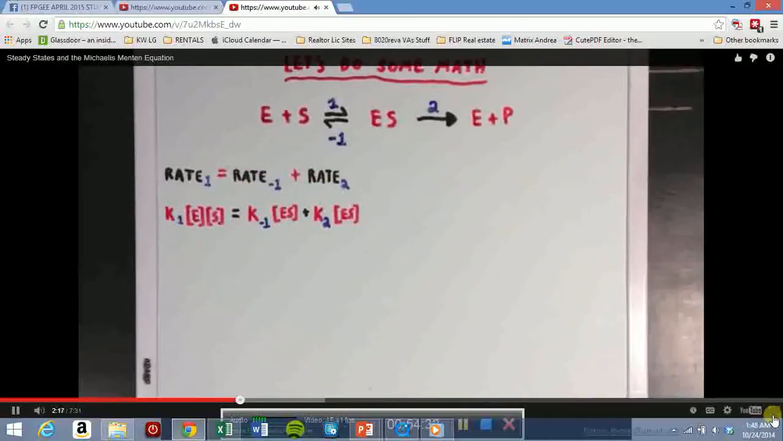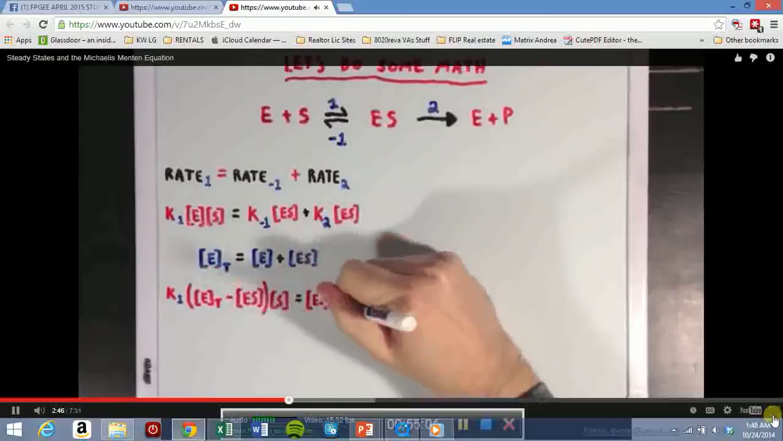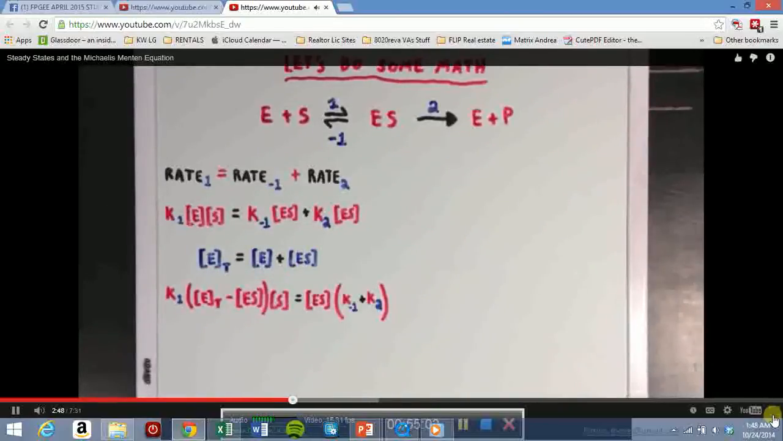Now the first thing I'll do is swap out those rate values for their rate constants times the reactants for those reactions. So rate 1 will be equal to K1 times E times S, and so on for the other two. Next, I'll introduce a new idea and say that the total amount of enzyme available, which we'll call ET or E total, is equal to the free enzyme E plus the enzyme bound to substrate, or ES. And using this equation, I'm going to rewrite the E on the left side of our equation as the total E minus the ES, which would be equal to the E we had there before. On the right side of the equation, I've just factored out the common term ES.